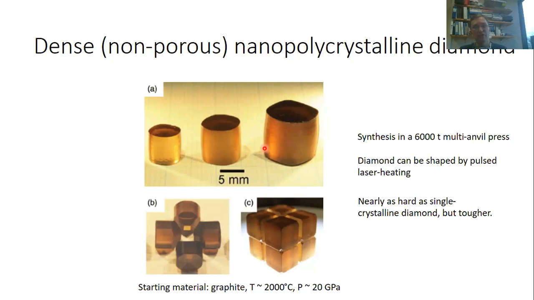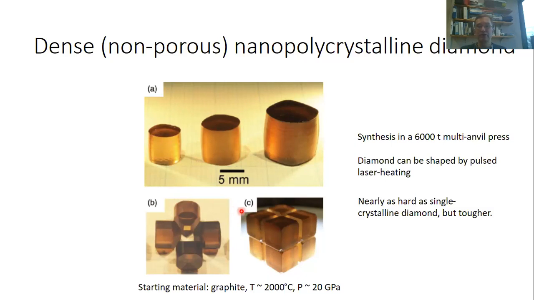So a monolithic nanopolycrystalline diamond can then also be shaped into other useful structures, using the fact that you can relatively easily oxidize diamond to form carbon dioxide. So you can actually take a pulsed laser and shape these cylindrical pieces as they come out of your large multi-anvil press into useful tools.